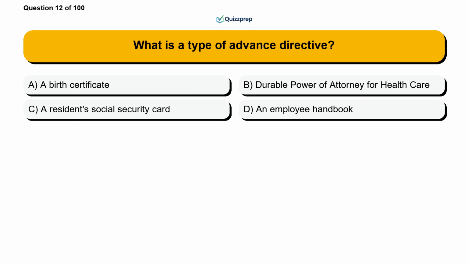Question 12. What is a type of advance directive? Option A, a birth certificate. Option B, durable power of attorney for healthcare. Option C, a resident's social security card. Option D, an employee handbook.